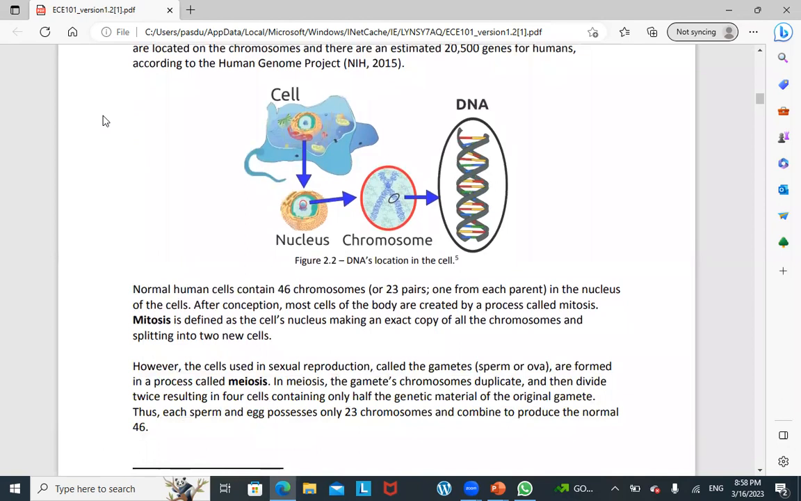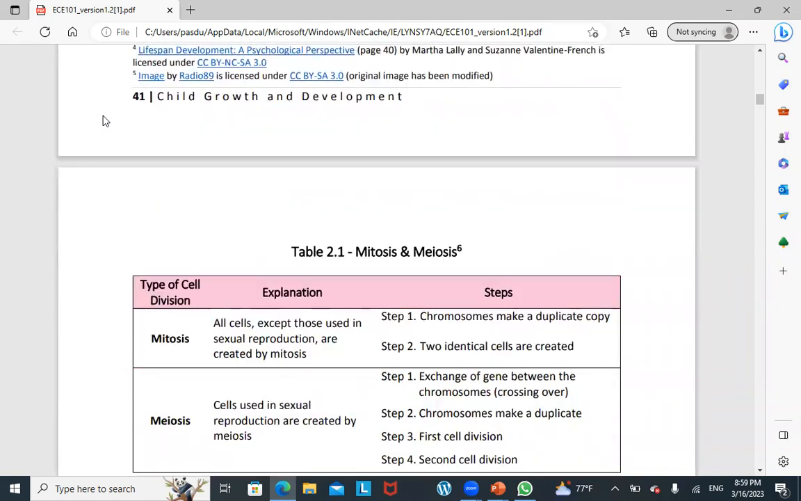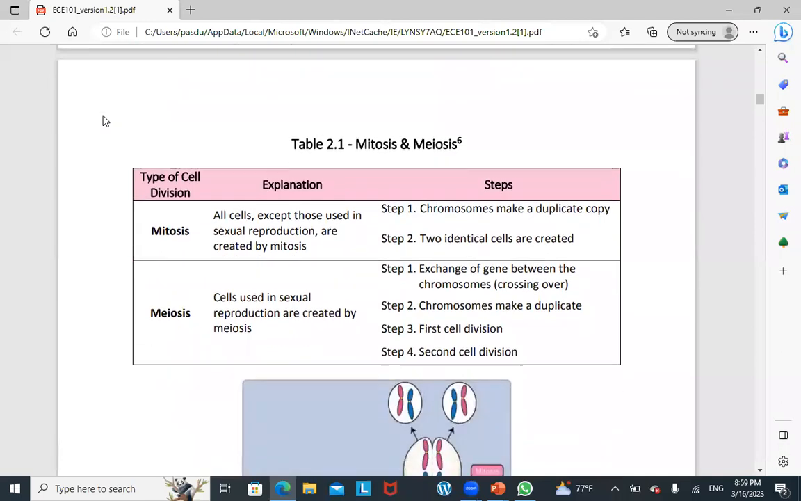However, the cells used in sexual reproduction, called the gametes, sperm or ovum, are formed in a process called meiosis. In meiosis, the gametes' chromosomes duplicate and then divide twice, resulting in four cells containing only half the genetic material of the original cell. Thus, each sperm and egg possesses only 23 chromosomes, and they combine to produce the normal 46. Cell division is of two types, mitosis and meiosis. You can read and get some idea.